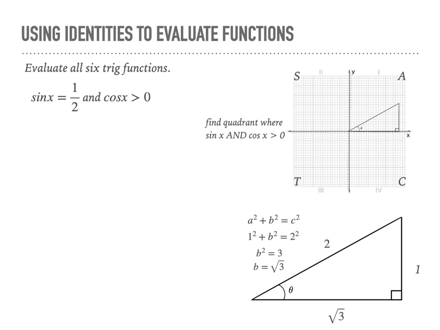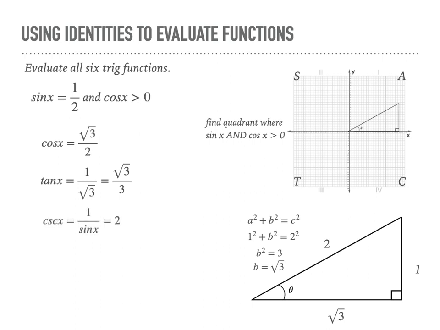We know that cosine of x is root 3 over 2 because that's adjacent over hypotenuse. Tangent of x is 1 over root 3, and we can rationalize the denominator and rewrite it as root 3 over 3. That depends on what your teacher expects of you. Some teachers don't want the radical in the denominator, so you might have to rationalize it.